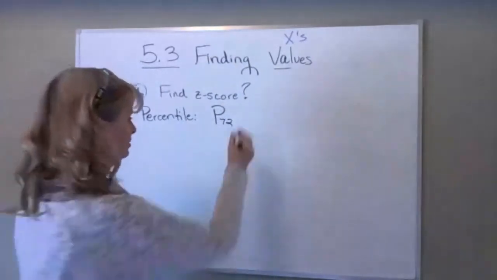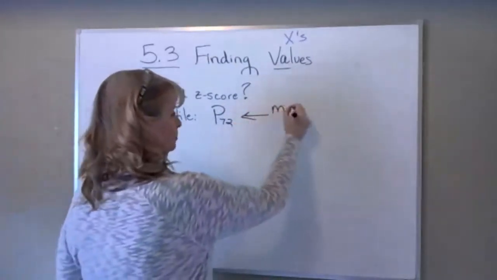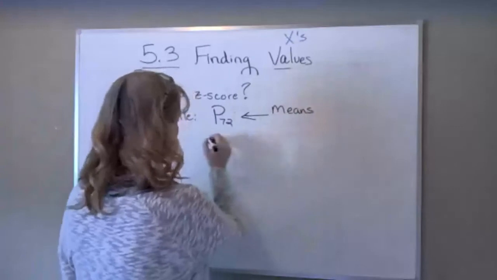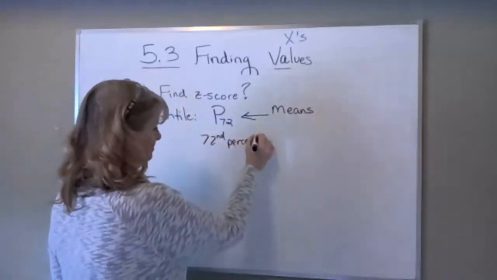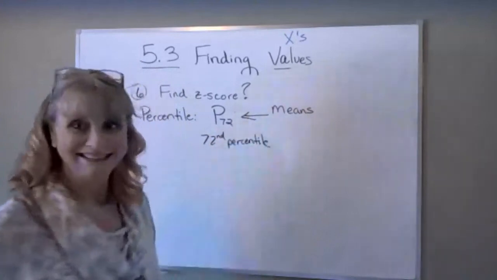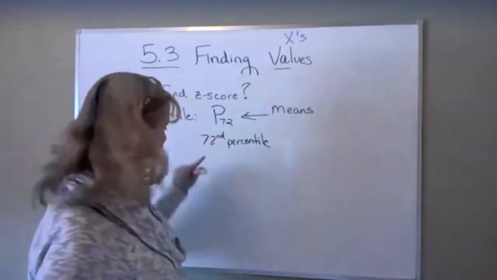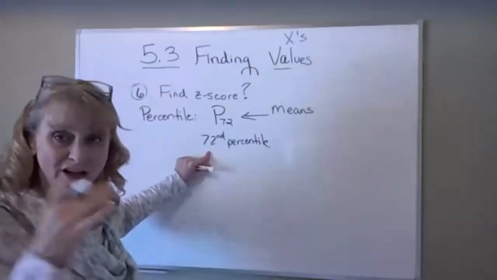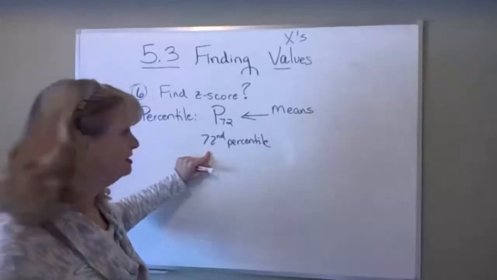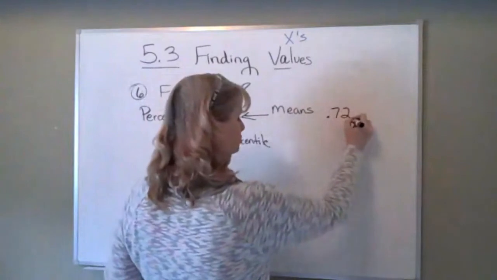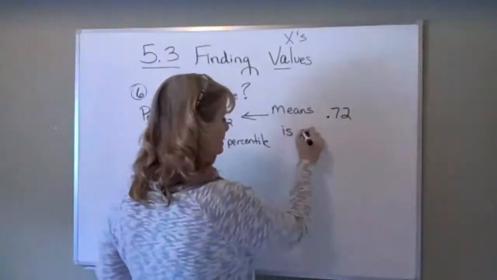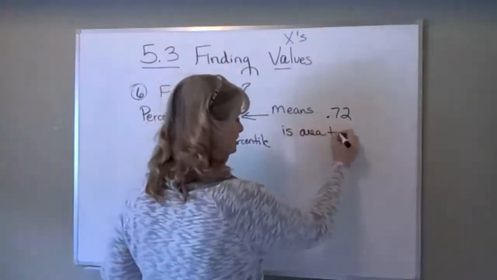What this is telling you, what this means. Well, first of all, it means the 72nd percentile. That's what it means. And what it's telling you is that that's the percent that's to the left, that's smaller. So what that means is 0.72 is the area to the left.